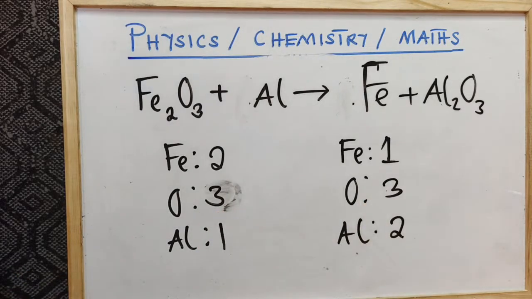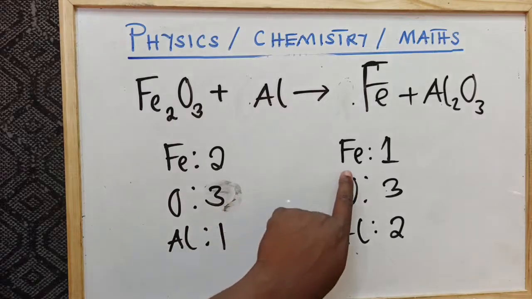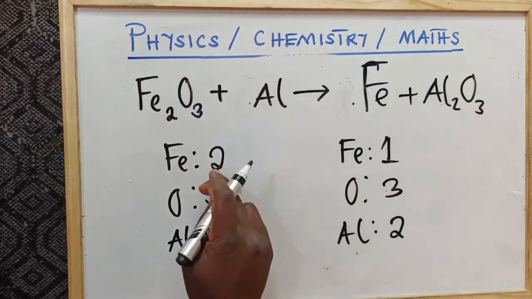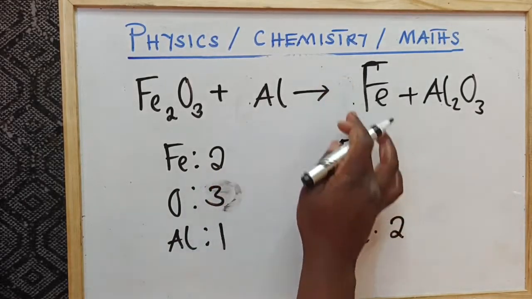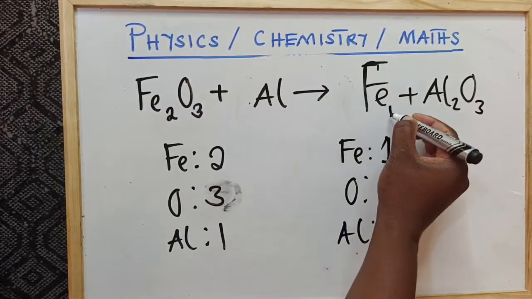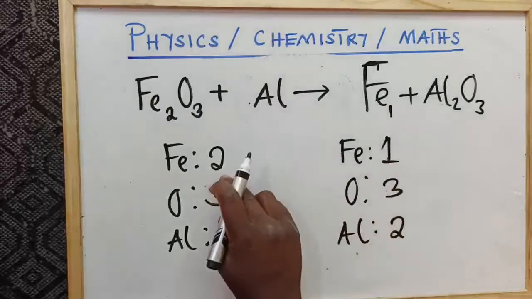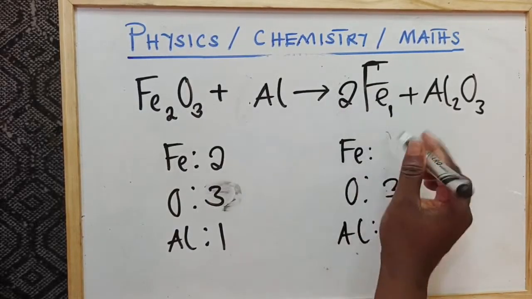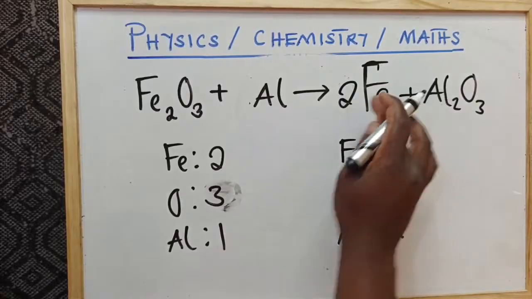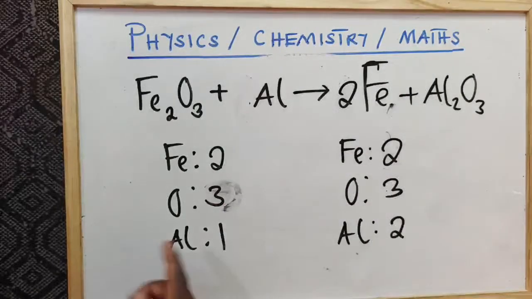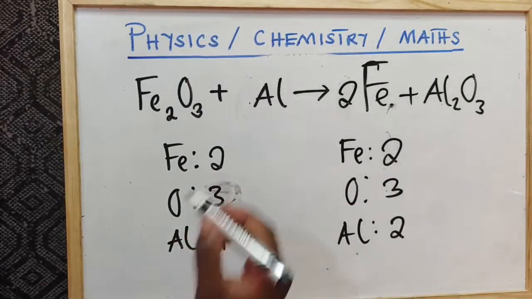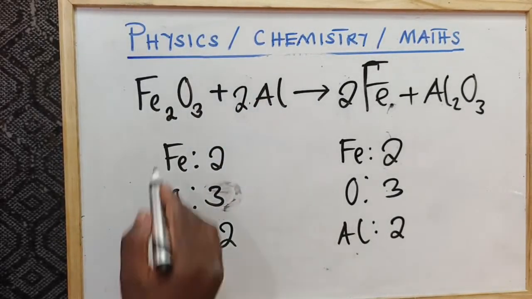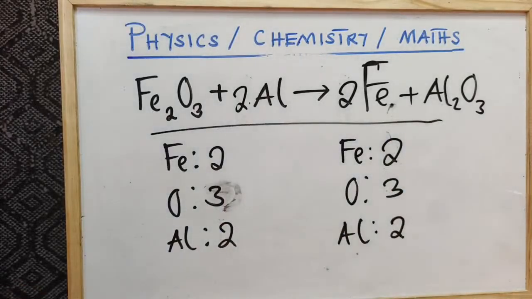So let's start with this Fe, we balance the Fe. So to balance the Fe, we are going to introduce a number such that that number, when it gets multiplied by this one, it gives us a 2. So here we put a 2, meaning here it will be 2 times 1 will give us a 2. Okay, we've balanced for Fe. We go to Al, the same thing, put a 2 here, because 2 times 1 will give us a 2, meaning we've balanced. So this is how you get to balance chemical equations.